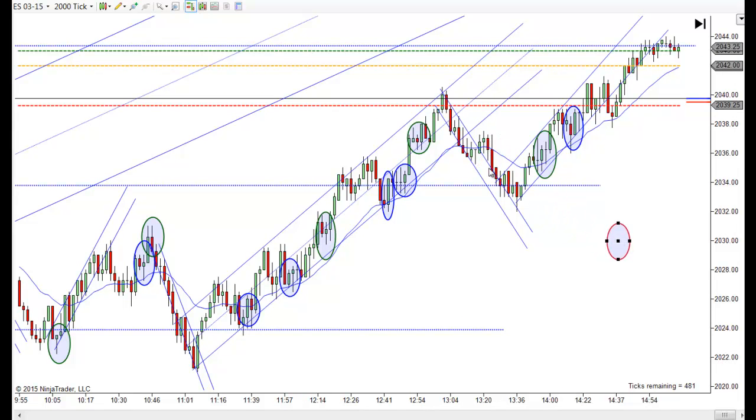Notice there's a failed second entry long there. Notice the new high, pullback, first entry, pullback, second entry, and notice how we got below the EMA. It didn't really hold there, and then we had a little bunch of stacking bars and dojis. So you really just want to sit right there and see what happens.